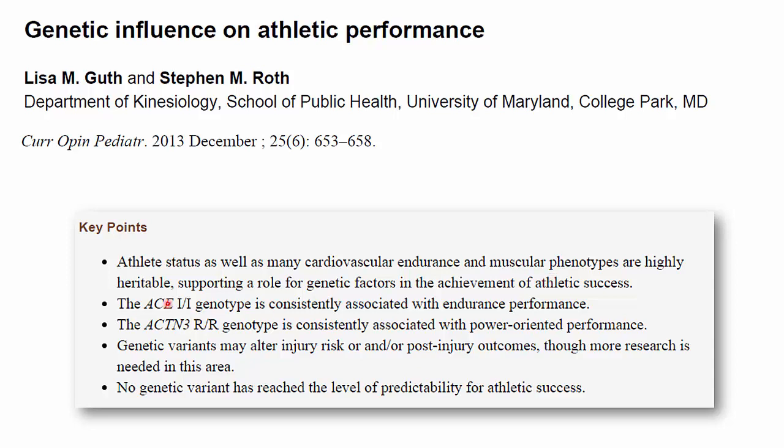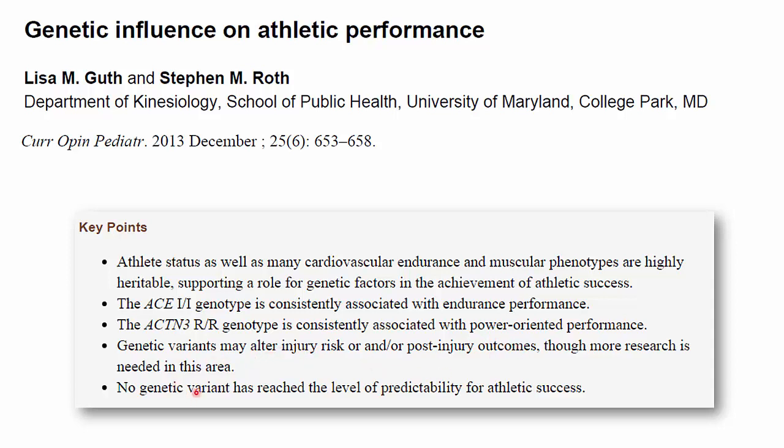And in fact, there are some very important genes that they have found that are associated with endurance performance or power-oriented performances. And they find that if you have a certain form of these genes, then you probably have a higher likelihood of being a better endurance athlete or a better power-oriented athlete. Some of these genetic variants may alter injury risk and or post-injury outcomes, so your ability to rehab from an injury, although there's definitely a lot more research going on there.